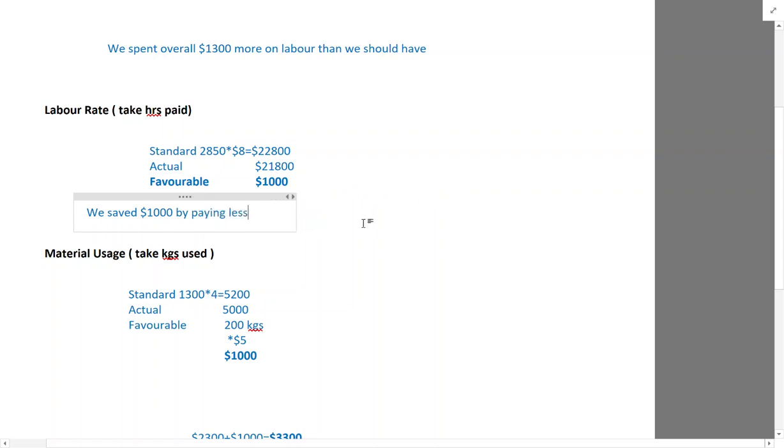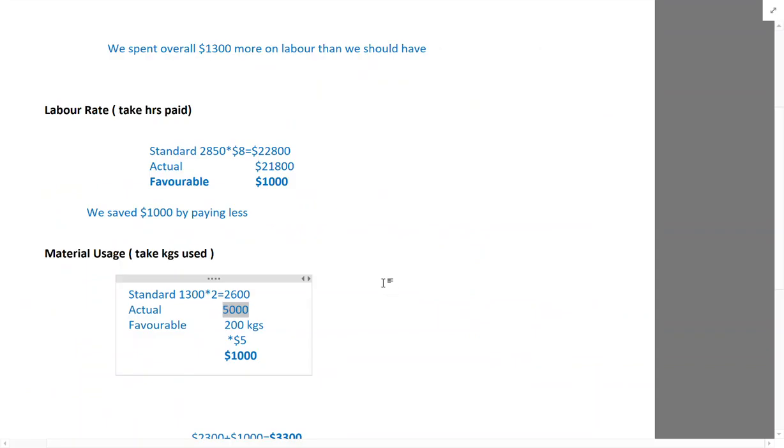Does it make sense? So that means the hours is used more. We paid less, but the labor was inexperienced, so they wasted time. How much time wasted? So 1300 units should take 2 hours per unit, yeah? It should take 2600 hours, but it actually took 2850 hours, yeah? So 250 hours more, so adverse.